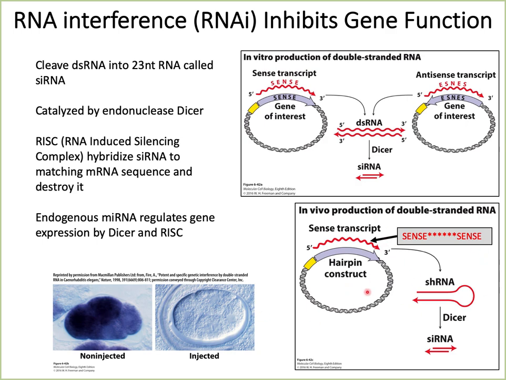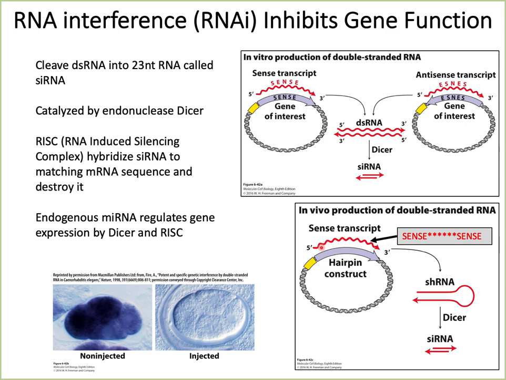There is also another way that you can do this process in vivo. That means in the animal, you can produce this double-stranded RNA. So how you do this is that you have a tandem sequence, and you inject this construct into the target tissue.